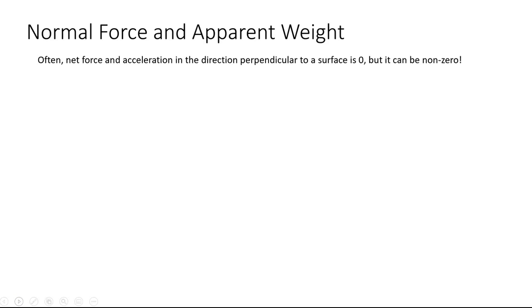Okay, so we have one last topic to talk about for today, and that's this idea that a lot of the times when we have an object sitting on a surface, usually the net force on that object in the direction perpendicular to the surface is 0. In other words, the object is not accelerating in the direction perpendicular to the surface that it's sitting on. So a lot of the times this is going to be true, but sometimes it's non-zero. So sometimes the net acceleration in that direction perpendicular to the surface is non-zero. The classic example would be when you're riding in an elevator or on a roller coaster.